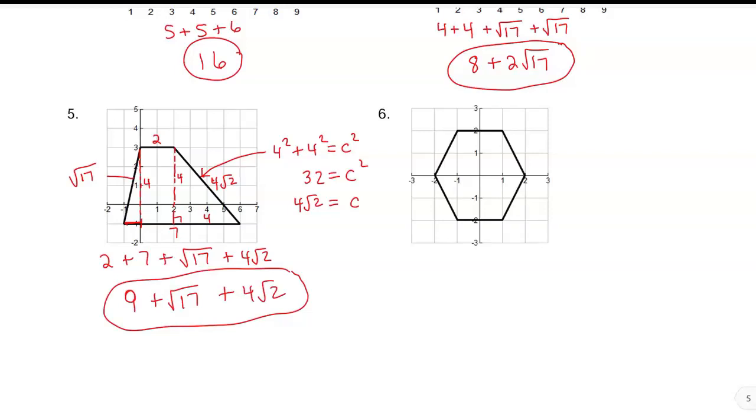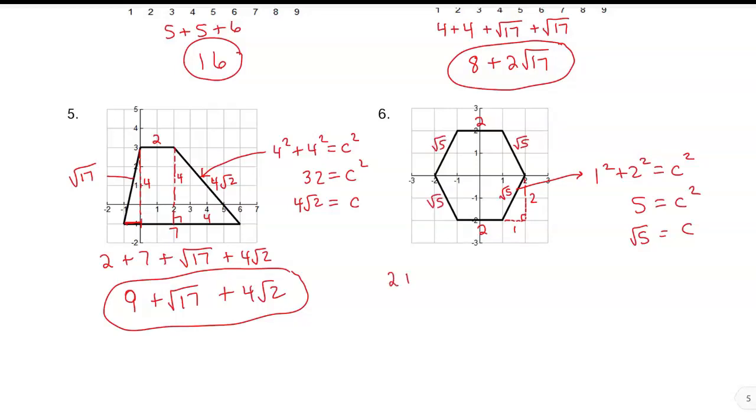Number 6, the top has length 2 and the bottom has length 2. And then the slant sides are the hypotenuse of a right triangle with a leg of 1 and a leg of 2. That's 1 squared plus 2 squared equals c squared. 5 equals c squared. So c equals root 5. That means all of these are root 5 because they're all the same length.